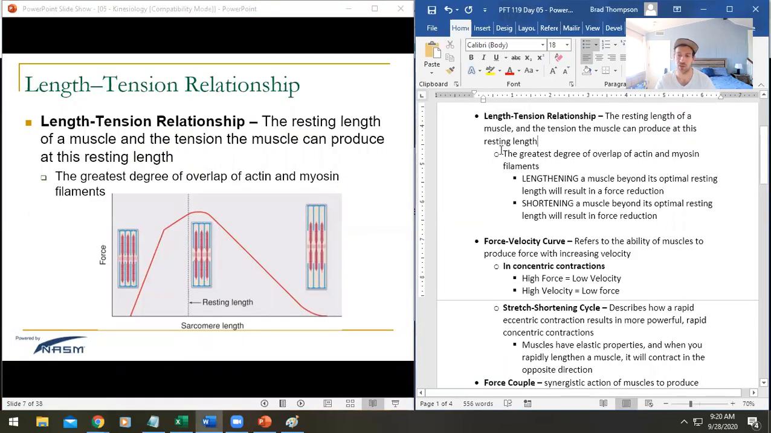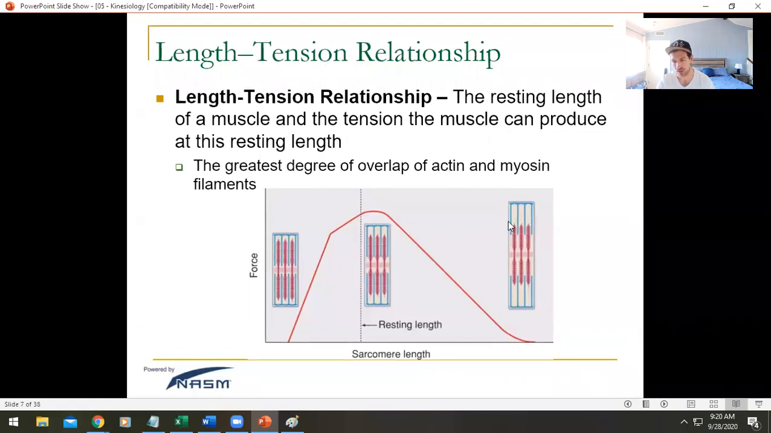An ideal length tension relationship is the greatest degree of overlap of actin and myosin filaments. So look at this picture here. Pay attention to how much space is at the end of this little sarcomere. Remember, a sarcomere is the section where actin and myosin overlap each other, right? Look at how there's way too much space over here. There's a little bit of space here, which is exactly what we want. And then there's no space to move over here. This is an overactive muscle. This is an underactive muscle, and this is a normal length muscle.